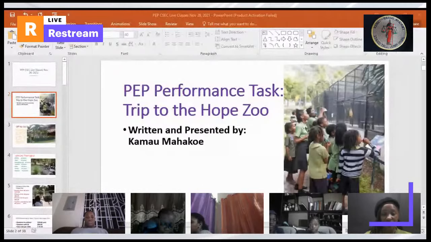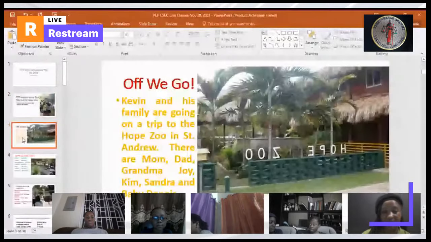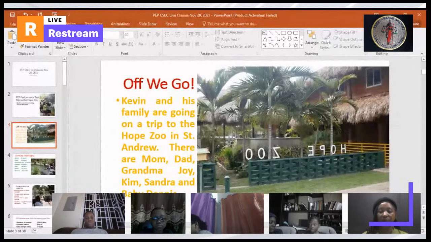All right, so we're getting started right now. We're going to read what the task is that we're asked to perform today. I would love for Amari to read for me the slide on the screen now. So we're looking at a picture of the Hope Zoo.